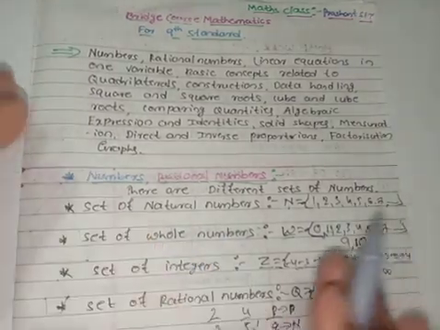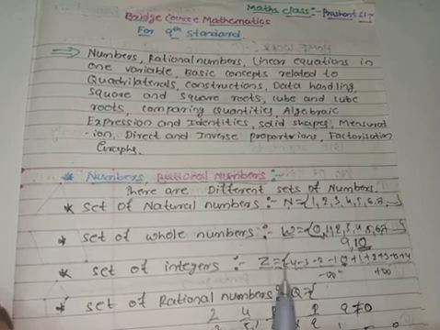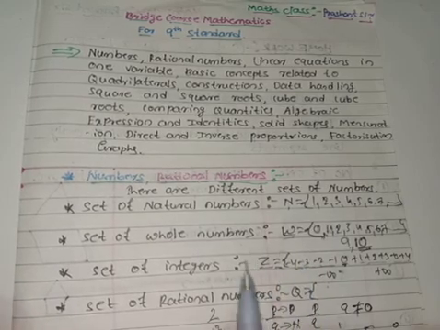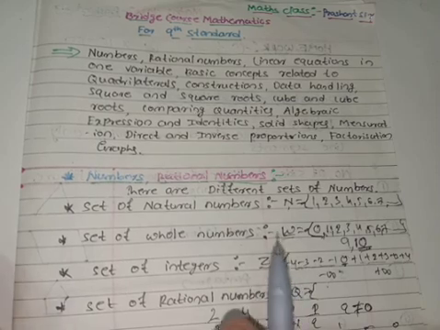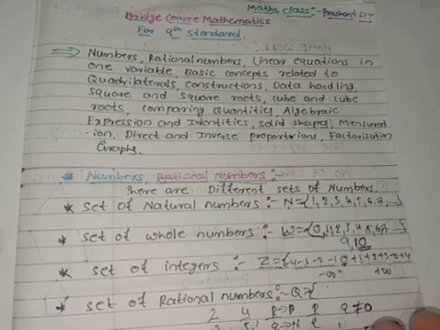So what is a rational number? Namely, the numbers which can be represented as a fraction, with a numerator and denominator, or the numbers which can be represented in the form of P by Q. Yes or no? Okay.